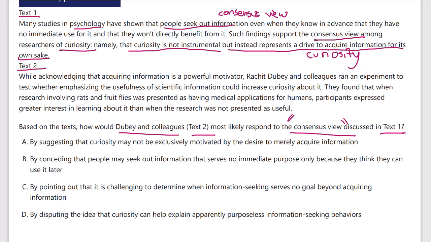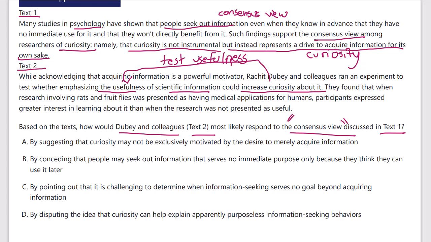Okay, so let's see what text two would say about this. While acknowledging that acquiring information is a powerful motivator, Rachel Ratchett, Doobie, and colleagues ran an experiment to test whether emphasizing the usefulness of scientific information could increase curiosity about it. So is curiosity related to usefulness? That's what this test is. So test usefulness. Remember, our consensus view above was that it didn't even have to be useful. It is just curious for its own curiosity's sake. So let's see what the test results are. My guess is they're going to be that it was useful. Again, I start doing this too often. Now that I'm reading them, I'm interjecting.